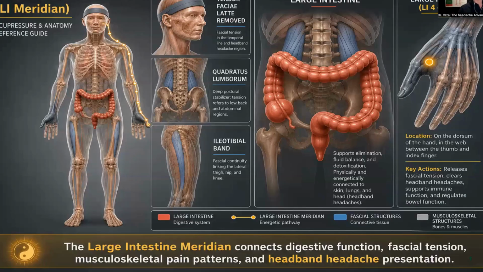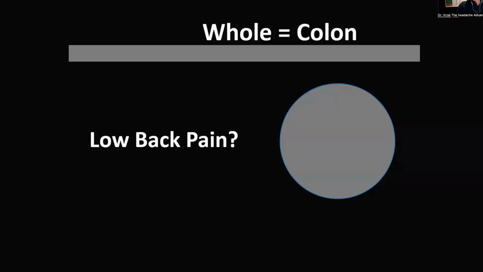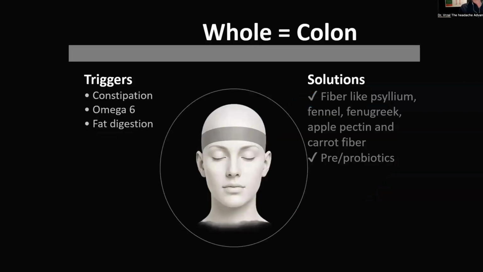That's where we want to come in, be that lifestyle coach, help them know what the triggers are so they can sustain the benefits and the changes. So again, we have the whole head, the headband pattern of headaches that is going to indicate that the colon is not functioning well. It's going to manifest at some point as low back pain in those quadratus lumborum muscles. So we want to make changes there.